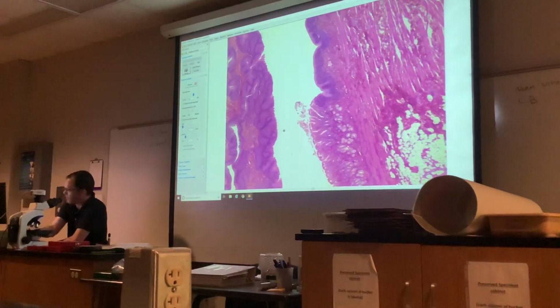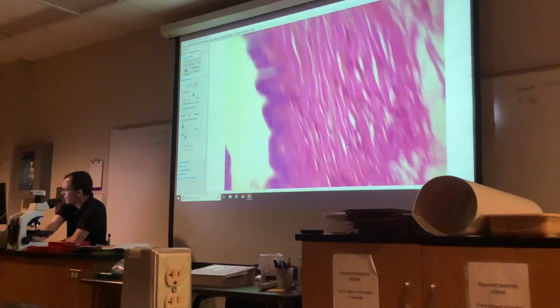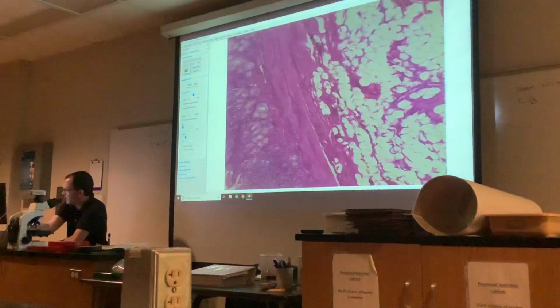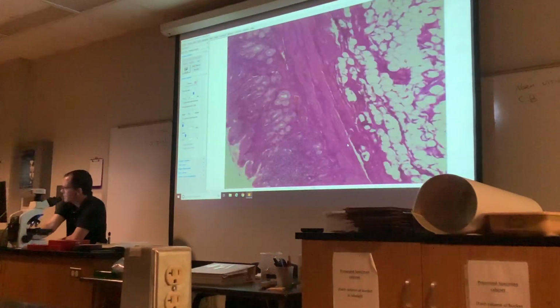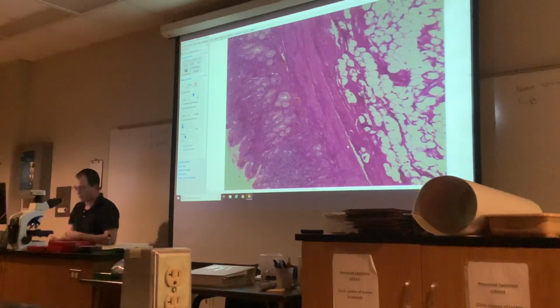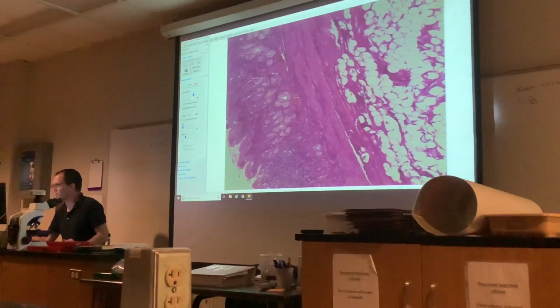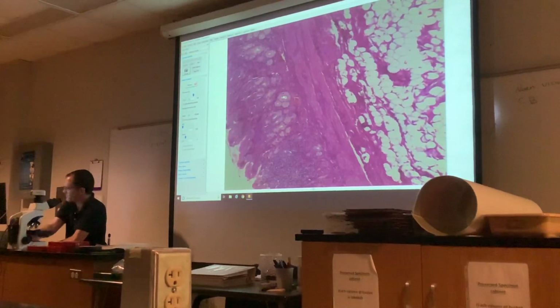Yep, they're glands. They're not goblet cells. They're mucosal glands. See them? See how those are glands in gastric pits? They're going to produce a number of things, but mucus is one of them, and acid is another one.